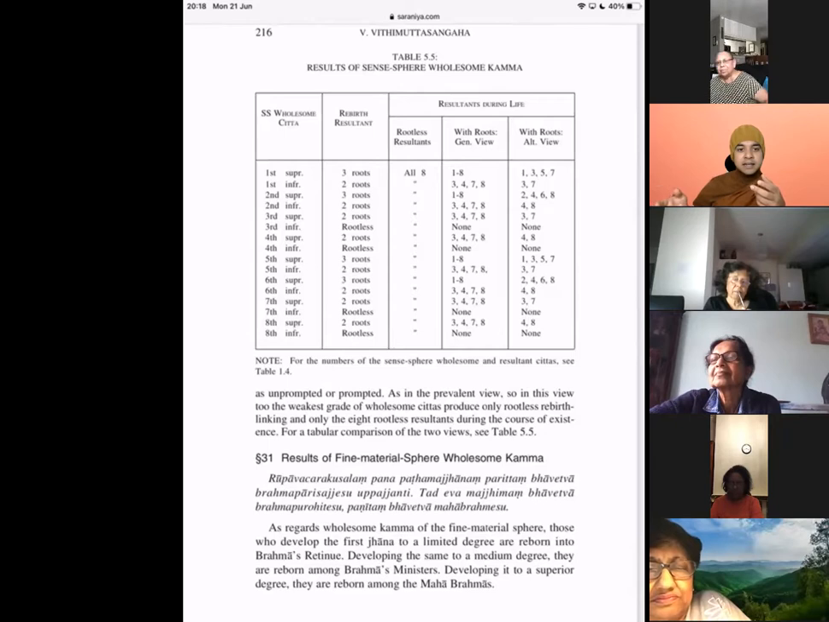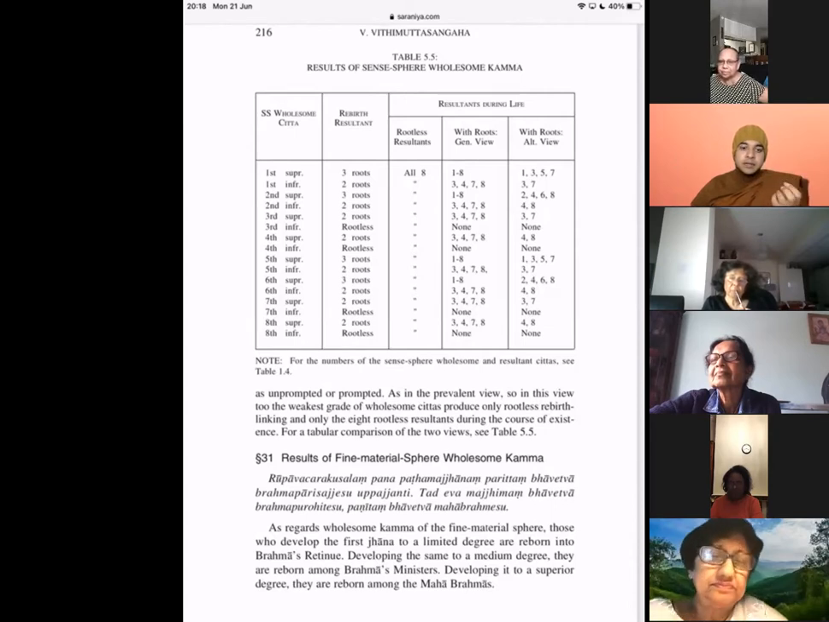Is that clear? And by krutya, you mean the deed? The deed. Yeah. The action. The end result of the action. That must be specified, I think.